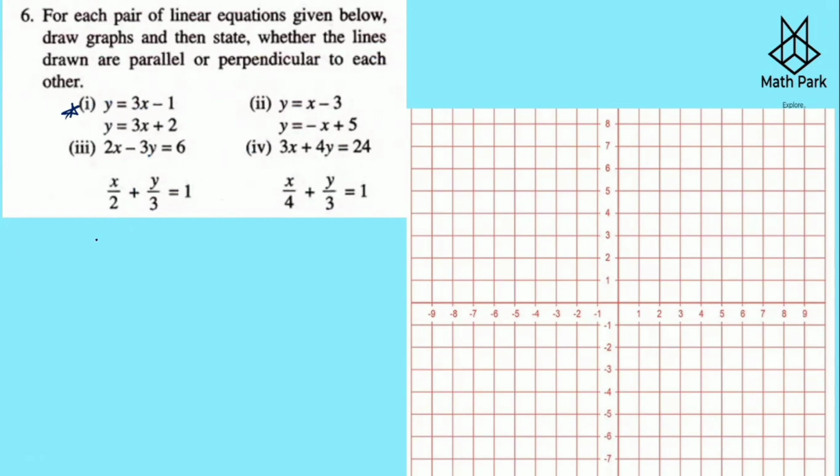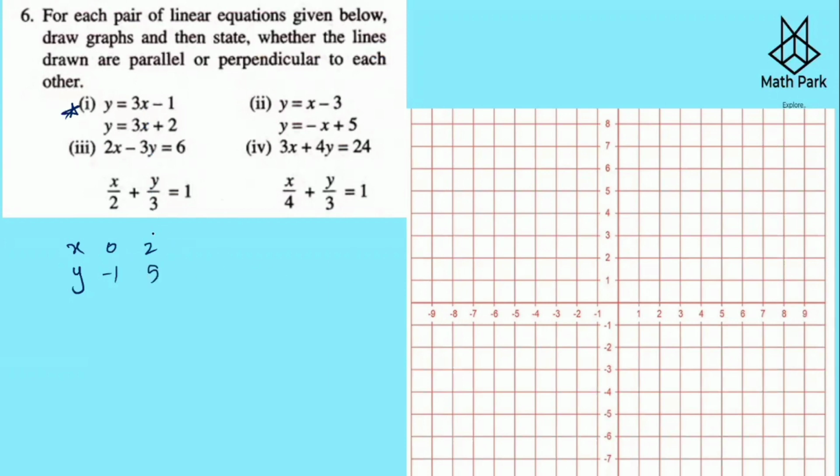Y is equal to 3x minus 1. So let us make the coordinates for this. If x is 0, you are getting y as minus 1. If x is 2, 3 twos are 6, 6 minus 1, 5. So (0, minus 1) and (2, 5).